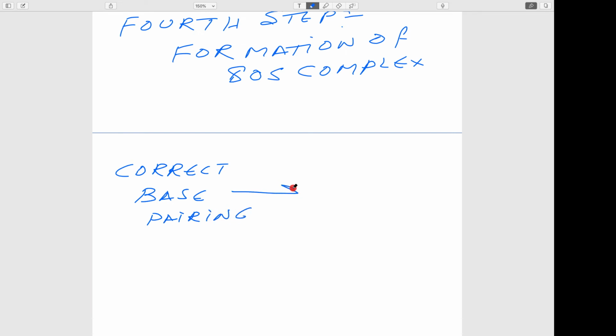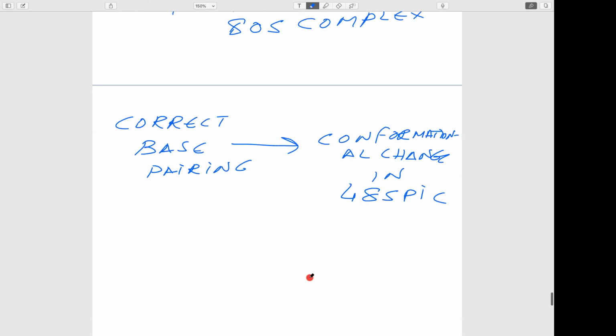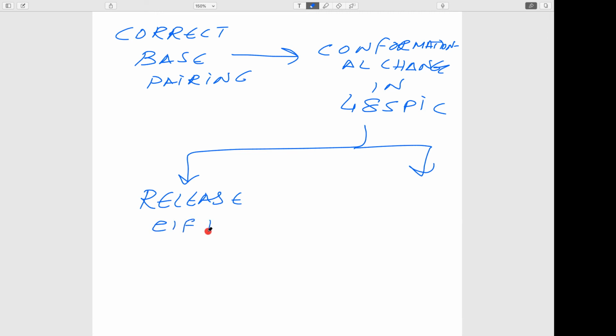Then what will it lead to? It leads to the conformational change. In the conformational changes, where? In 48S PIC. Once the conformational changes take place in 48S PIC, it will bring 2 changes. What are those changes? The first one is release of EIF1.